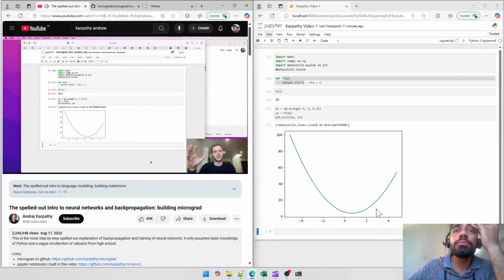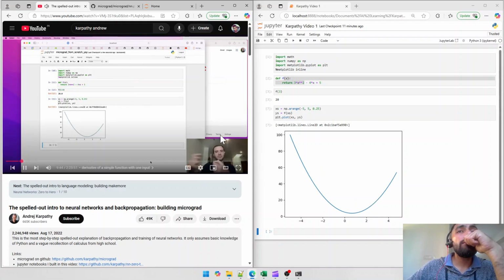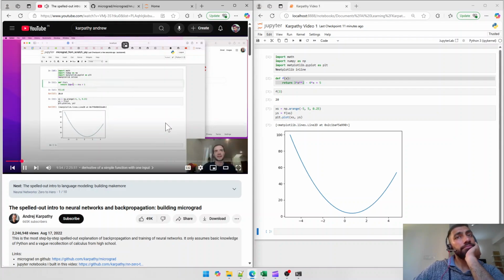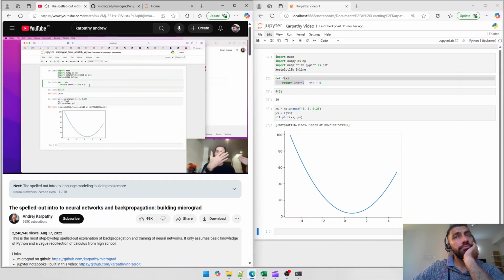So now I'd like to think through what is the derivative of this function at any single input point x. So what is the derivative at different points x of this function? Now, if you remember back to your calculus class, you've probably derived derivatives. So we take this mathematical expression, 3x squared minus 4x plus 5, and you would write it out on a piece of paper and apply the product rule and all the other rules and derive the mathematical expression of the derivative of the original function. And then you could plug in different x's and see what the derivative is.